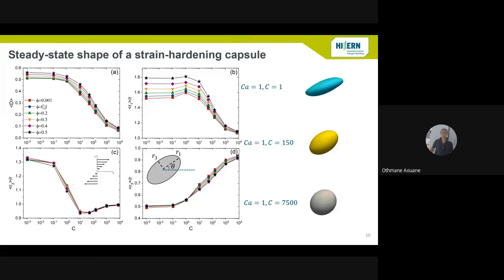What exactly is happening is that if you have, let's say, a strain softening capsule, like in the case of Luca Brandt, or a red blood cell, the steady state shape is more or less a discoid shape. Now, if you consider a strain hardening capsule, for the same flow parameter, if you increase the local inextensibility of the capsule, then you have a transition from a discoidal shape to a quasi-spherical shape. Later on, we realized that the deviations are due to this change of shape.